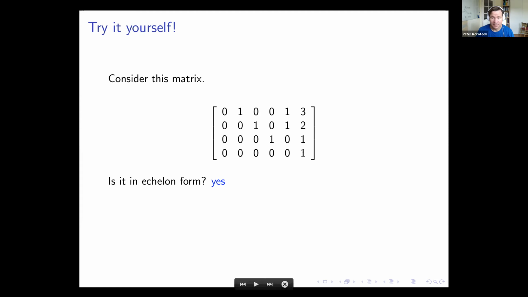Because above this one, we have non-zero elements. So we can get rid of this 1, 2, and 3 here by using the last row for subtraction. So yeah, it is echelon form, but it's not in reduced echelon form. Where are the pivots?